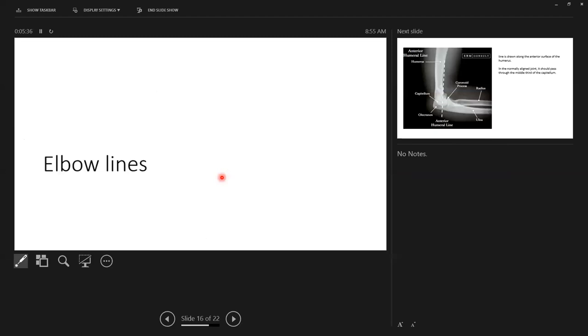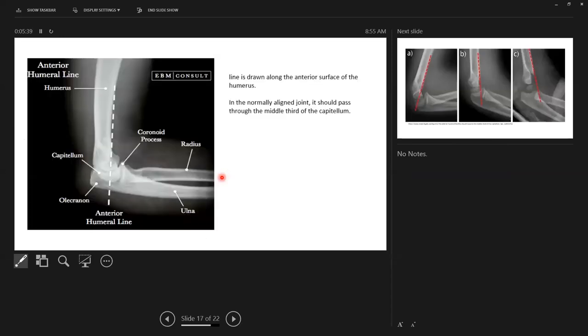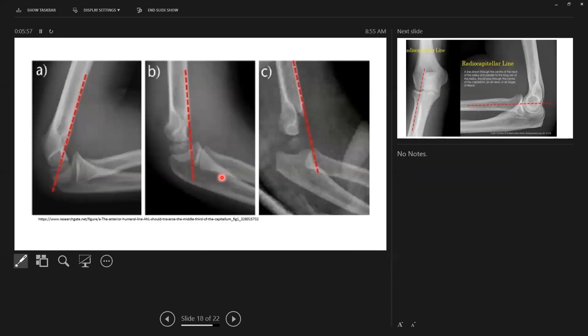Okay, so otherwise, we go for the elbow lines. The first line is the line from the anterior surface of the humerus, it should pass through the middle of the capitulum, regardless of child or adult. For this kind of patient, like what the doctor mentioned just now, the supracondylar fracture. For example, you see in A, the line doesn't intersect the middle of the capitulum. There's some abnormality there. The second one obviously doesn't go through the middle of the capitulum, and the third one as well. So three of these actually have supracondylar fractures with different classifications.